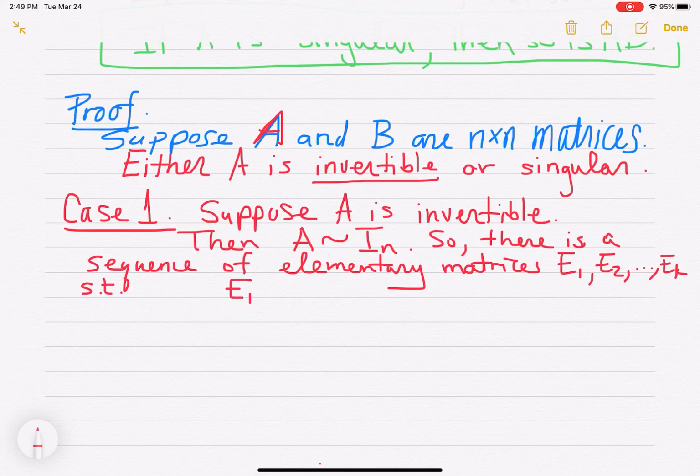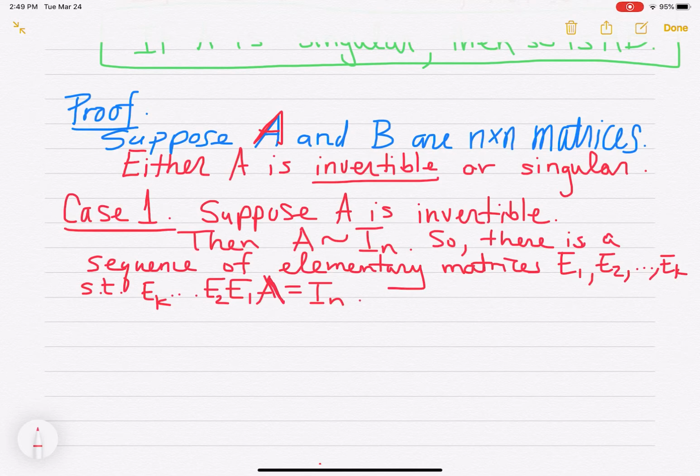E1, E2, and so on, EK, when these elementary matrices operate on A, it's going to give you the identity, right? It turns A into the identity.